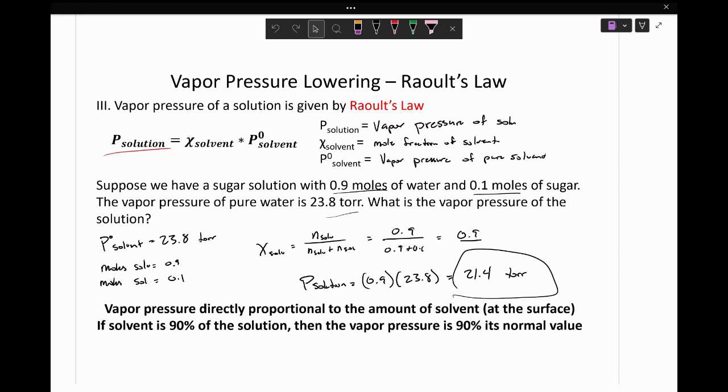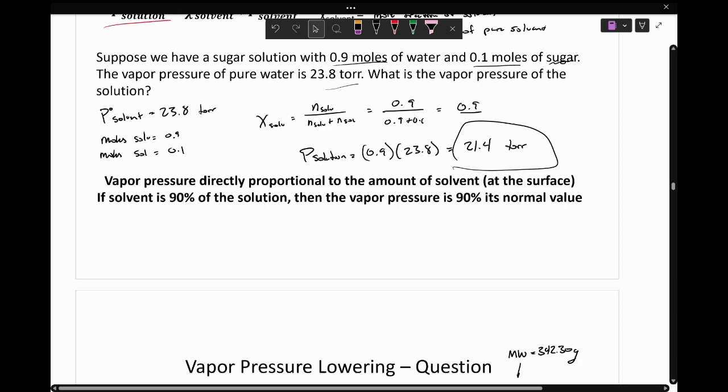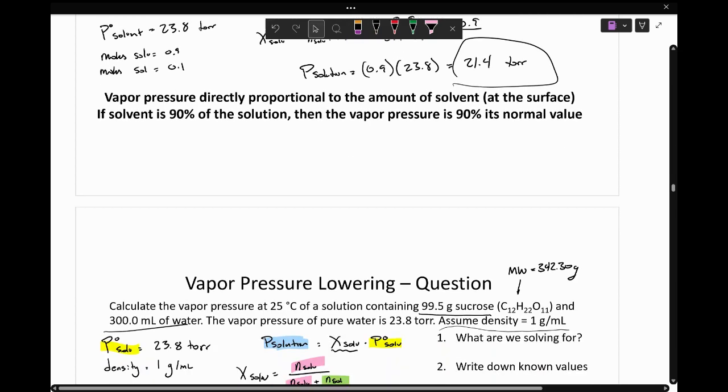And so, as a reminder, on Monday, we talked about this equation for the vapor pressure of a solution where, in this case, you just have a non-volatile solute like sugar, and you just find those mole fractions, multiply the vapor pressure of the solvent, you get the vapor pressure of the solution. And this is pretty similar to what you saw on your quiz the other day.